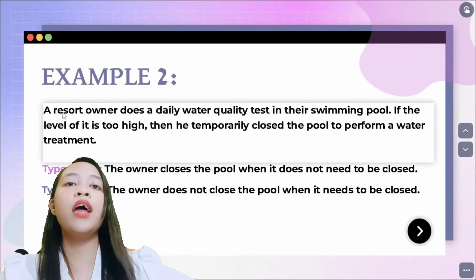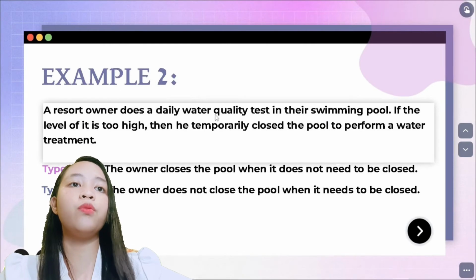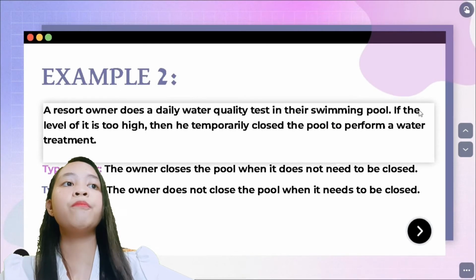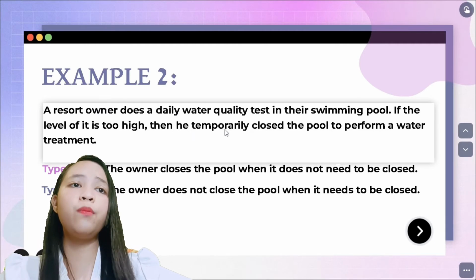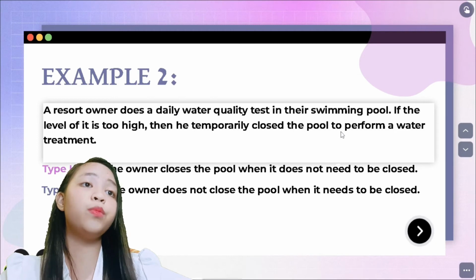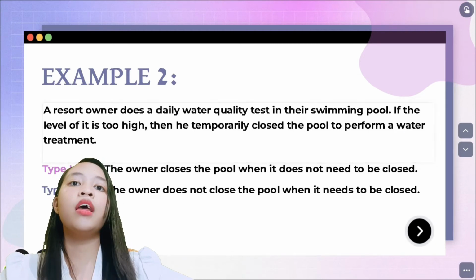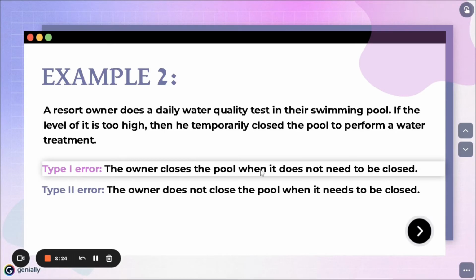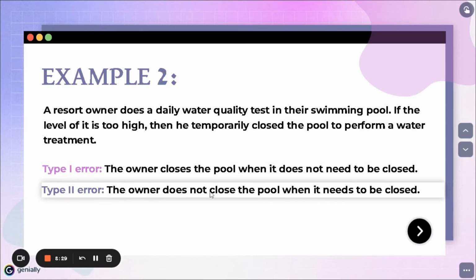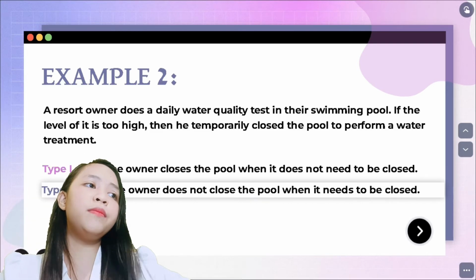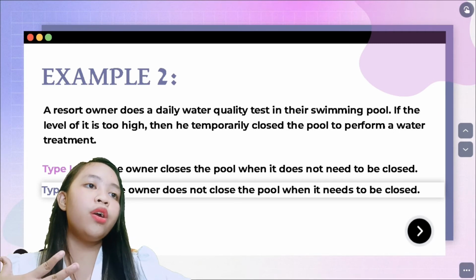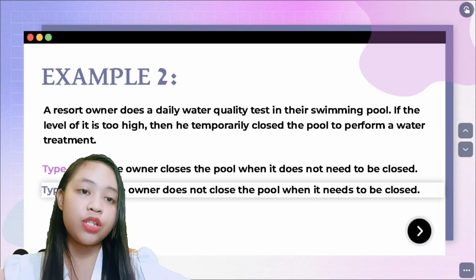Example number 2: a resort owner does a daily water quality test in their swimming pool. If the level of it is too high, then he probably temporarily closes the pool to perform a water treatment. Type 1 error is the owner closes the pool when it does not need to be closed. Type 2 error is the owner does not close the pool when it needs to be closed. So in terms of safety, type 2 error has more dangerous consequences.